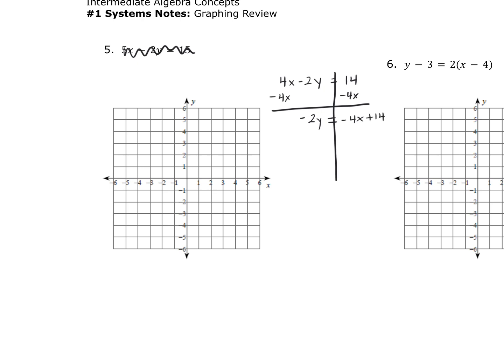To get rid of that negative 2, I'm going to divide by a negative 2, divide by a negative 2, and divide by a negative 2. So now I get y equals, a negative and a negative turn into positive, so this is just going to be a 2x. And then 14 divided by negative 2 is going to give you a negative 7. If you have a positive and a negative, you keep the negative. So now that we have that, now we can go ahead and graph.